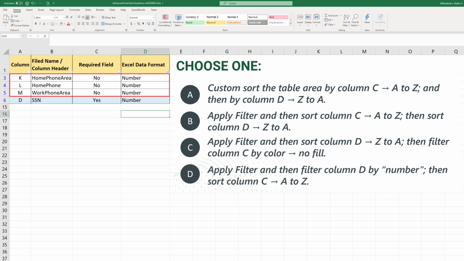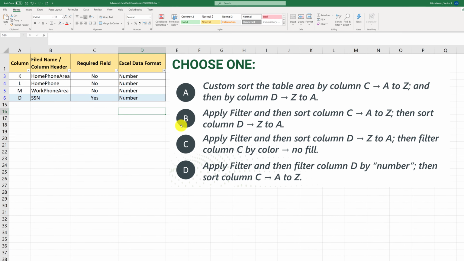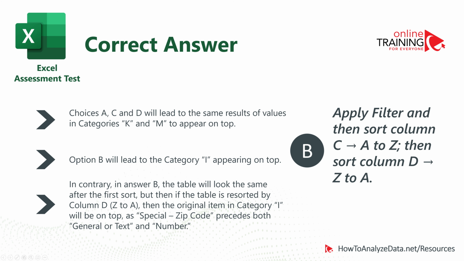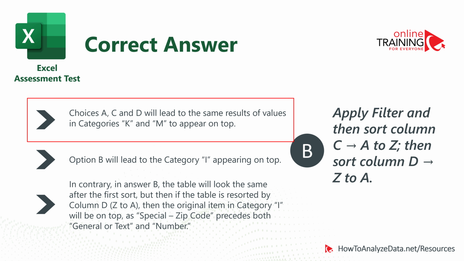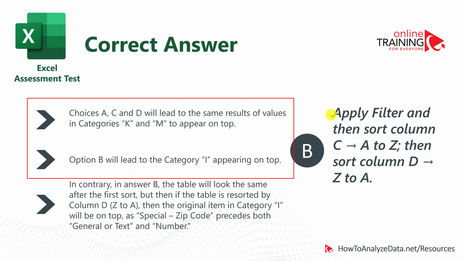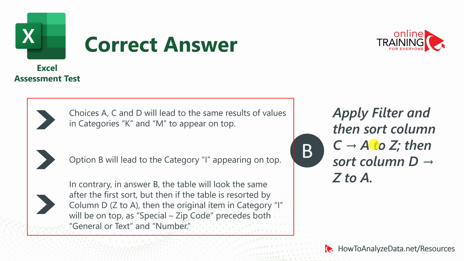So choice D also accomplishes the required objective, along with choices A and C. So these are not the correct answer, and the correct answer is B. Let's quickly recap. Choices A, C, and D will lead us to the same results of the values in category K and M appearing on the top. Choice B is the correct choice because it does not lead us to the same results. And the main reason choice B does not lead us to the same results is because it asks us to apply one sorting on top of the other.